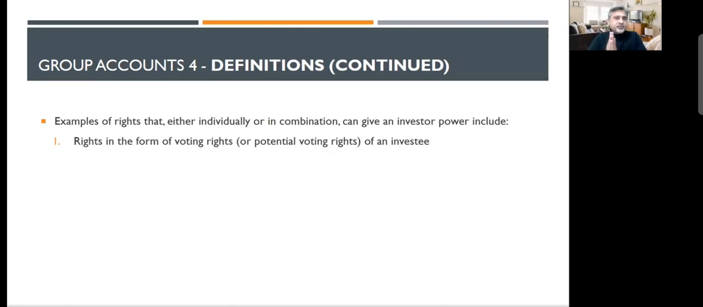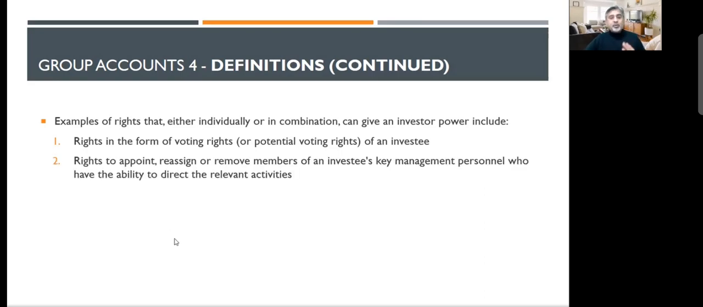So we are speaking about the voting right shares, which means the ordinary shares. Right to appoint, resign, or remove members of an investee's management personnel who have the ability to direct the relevant activities. You might not have 50% or 55% of shares, but you have a right to appoint directors. You have been given under contract that you've got 30% ownership, but you will appoint the directors. So this is called right to appoint, and that gives control, by the way.